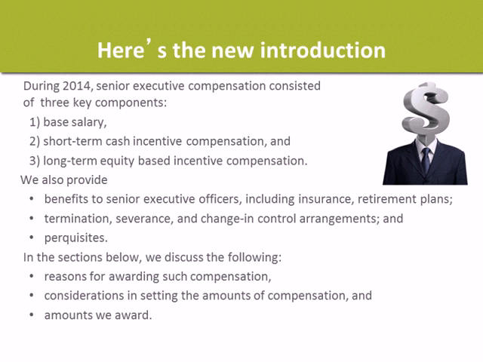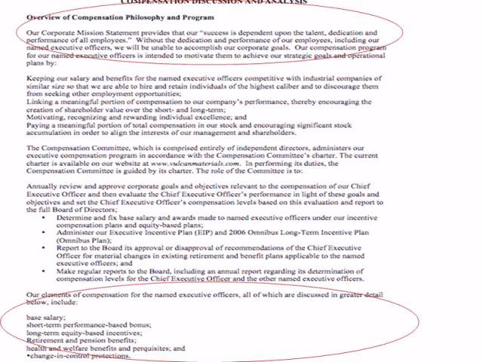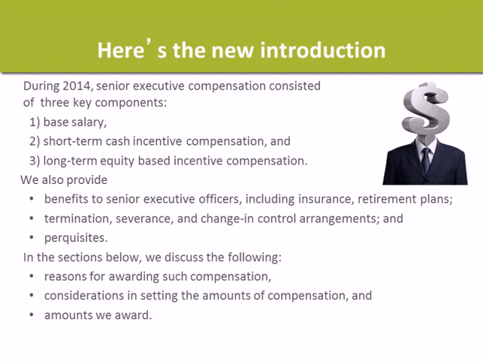And finally, we do what is common in plain language. We tell the reader what the information is that he or she is going to read. So in the section below, we discuss the following: reasons, considerations, and amounts. So what we've done is taken a lot of information that looked like this and created something that is easier to read and easier to look at.